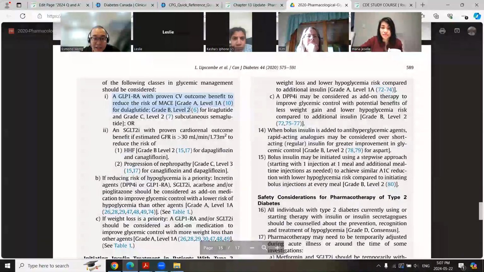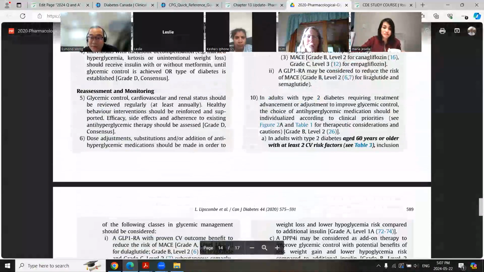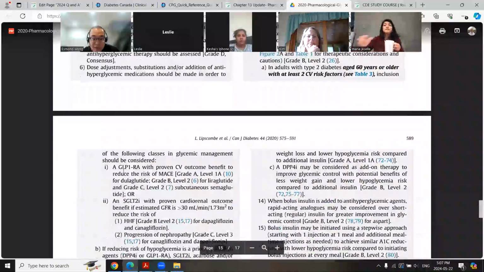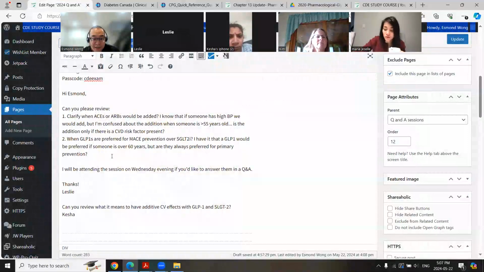Trulicity is really the one that has shown the best for primary prevention, and that's the 6 years with at least CV. So Trulicity has shown the best evidence for that. And none of the SGLT2s have shown really that great of evidence for primary prevention. So yes, if it's for primary prevention, I would always use a GLP-1.